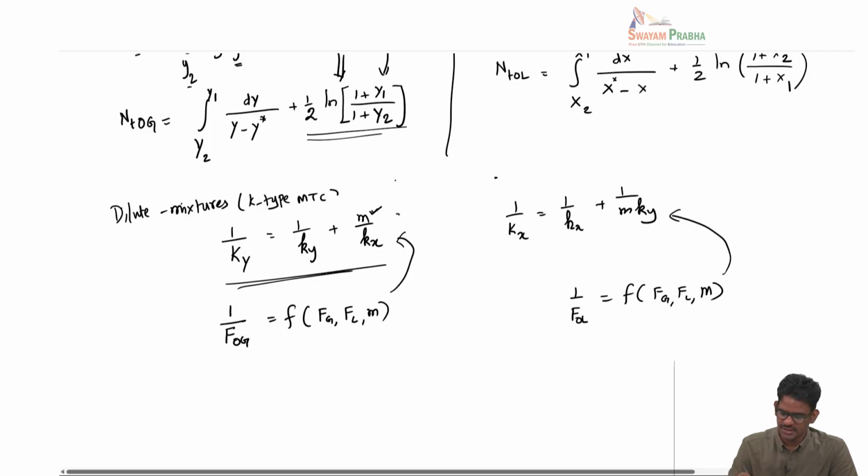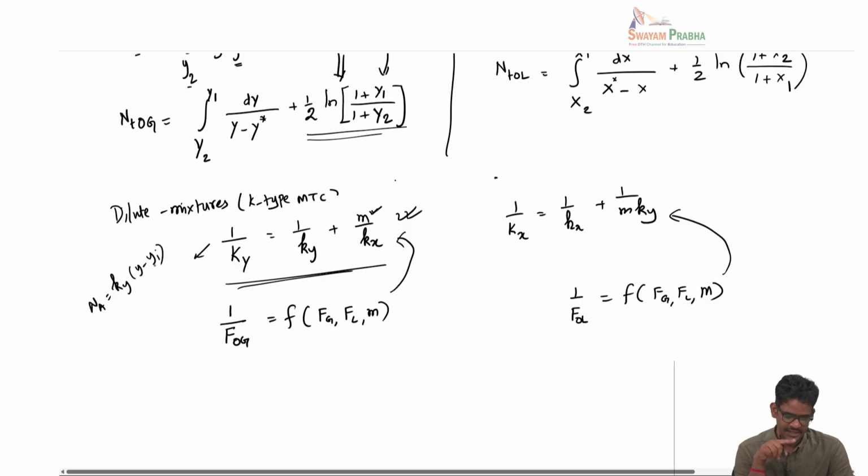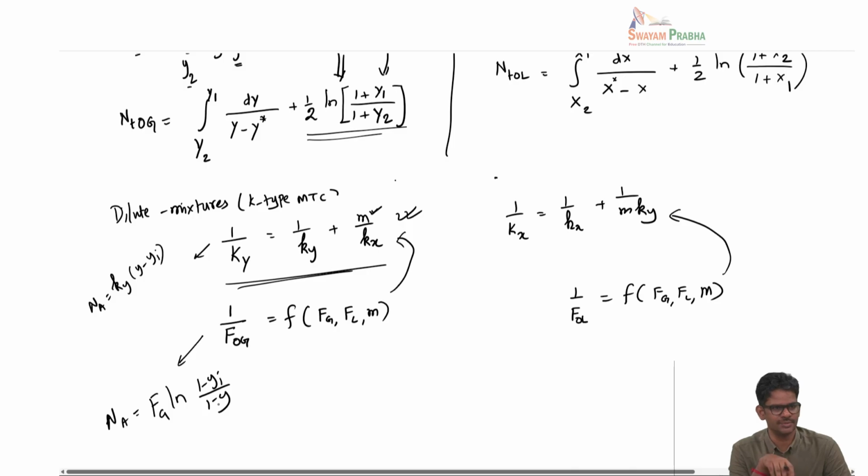Because this assumption was based on the dilute mixtures, where the flux was simply written as the concentration difference, Ky into y minus yi, something like this. But with the concentrated mixture, we write the flux is equal to some Fg times ln of 1 minus yi by 1 minus y. So the expression for mass transfer rate is different for dilute mixture and concentrated mixture.